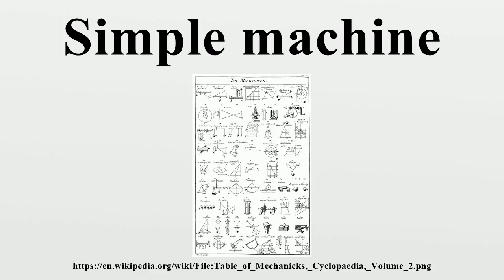Compound machines. A compound machine is a machine formed from a set of simple machines connected in series with the output force of one providing the input force to the next. For example, a bench vise consists of a lever in series with a screw, and a simple gear train consists of a number of gears connected in series.